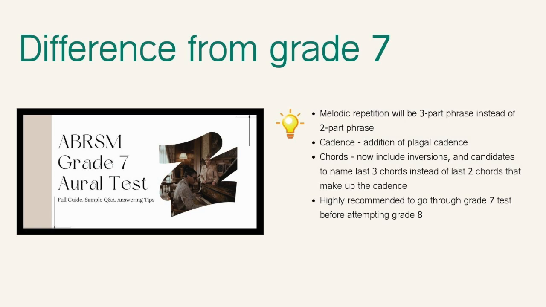These are the differences from the grade 7 test. Firstly, the melodic repetition will be a 3-part phrase instead of a 2-part phrase. For cadence, there is an addition of the plagal cadence. For chords, it now includes inversions, and the candidates have to name the last 3 chords instead of the last 2 chords that make up the cadence.